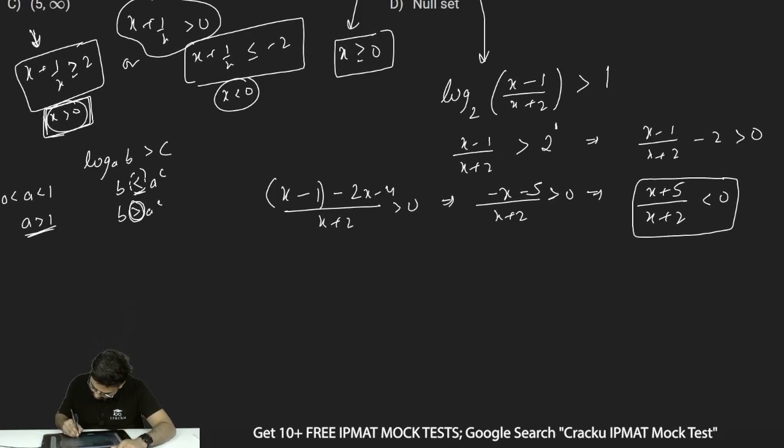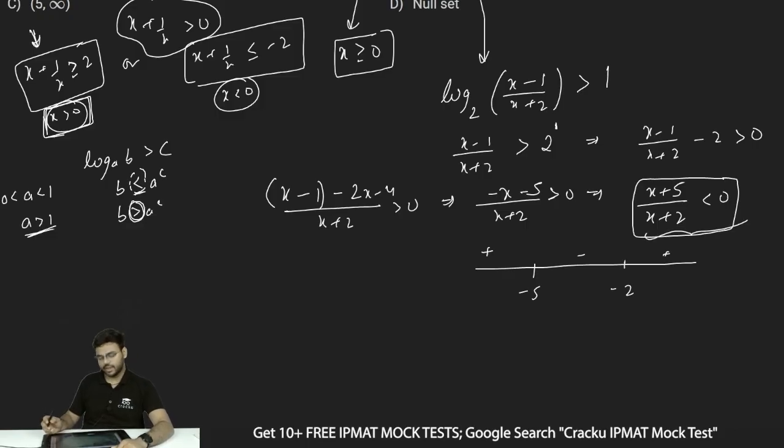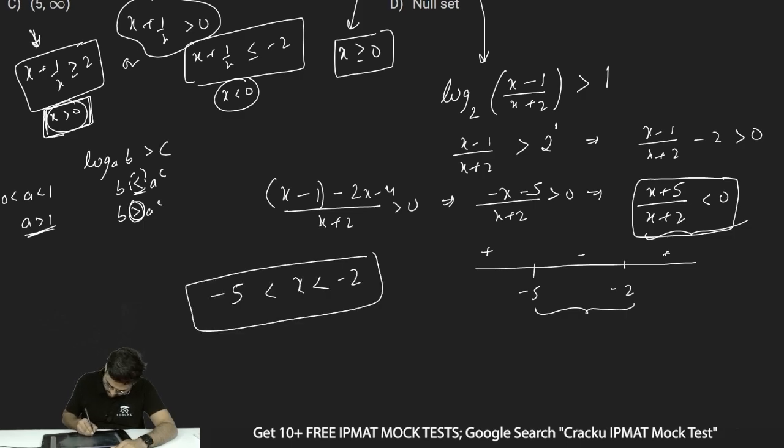If I plot this on the number line, this is minus 5, this is minus 2, this is plus, minus, plus. I have to find out the case where it is negative. So the value of x will be in the range minus 5 to minus 2. So after solving the second part of the question, I am getting the range x should be from minus 5 till minus 2.